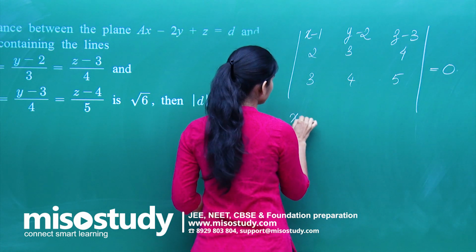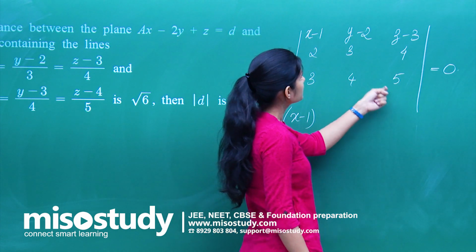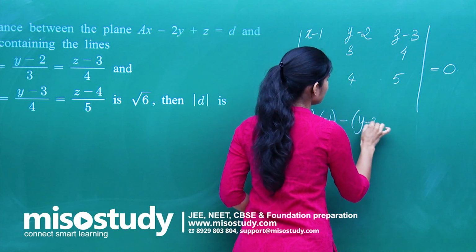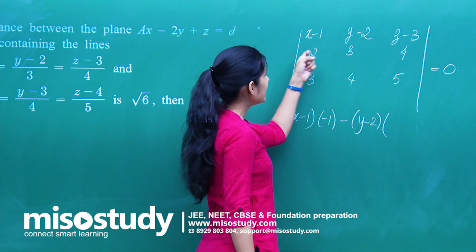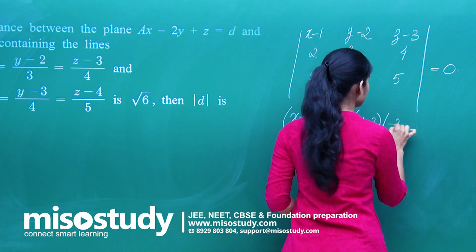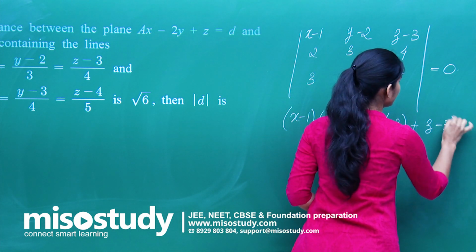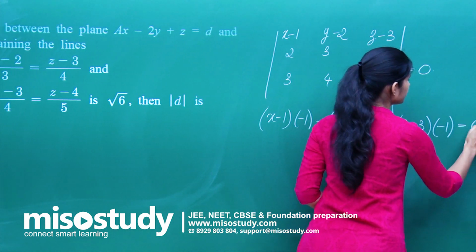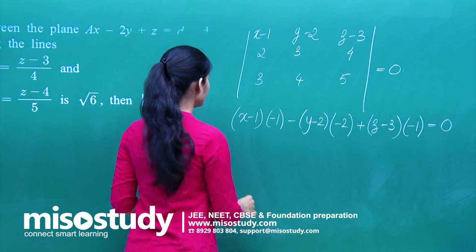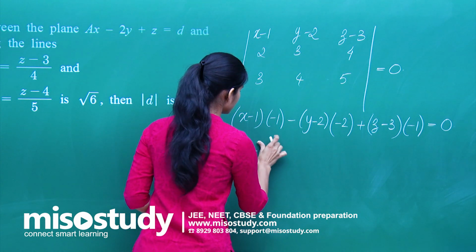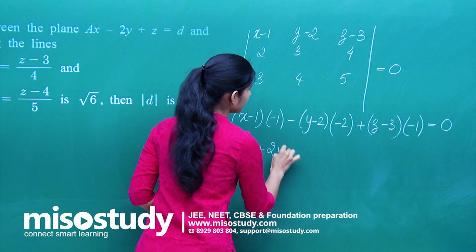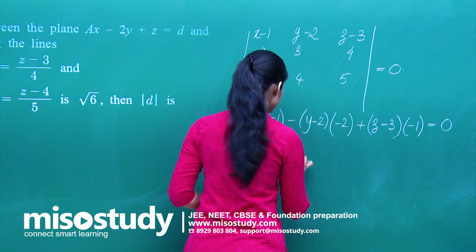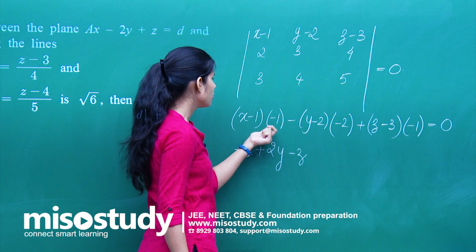So you basically get (x minus 1) into (15 minus 16, that is minus 1), minus (y minus 2) into (10 minus 12, that is minus 2), plus (z minus 3) into (8 minus 9, that is minus 1). Fine. So you basically get minus x plus 2y, isn't it? This is minus x plus 2y minus z, and then you have what?